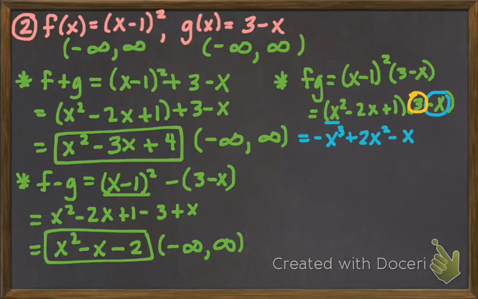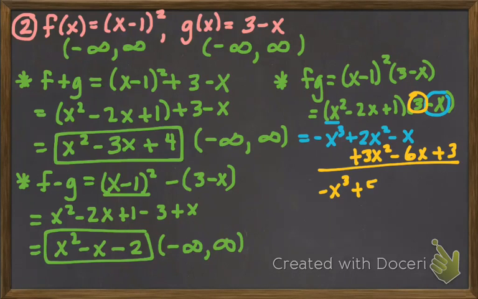So if I distribute 3, I get 3x squared, which I line up with my previous x squared term. Then 3 times minus 2x would be minus 6x, and 3 times 1 would be 3. Combining like terms gives us negative x cubed plus 5x squared minus 7x plus 3.